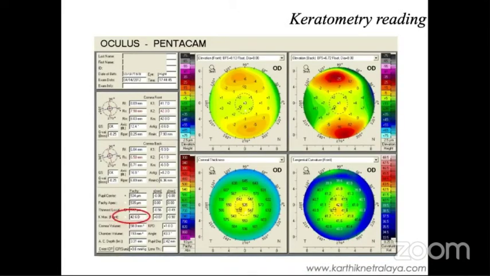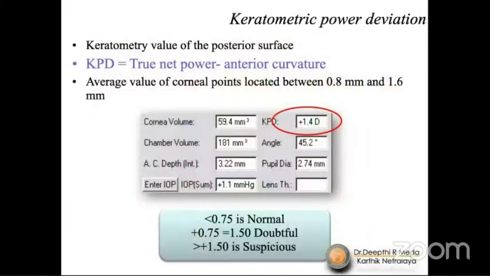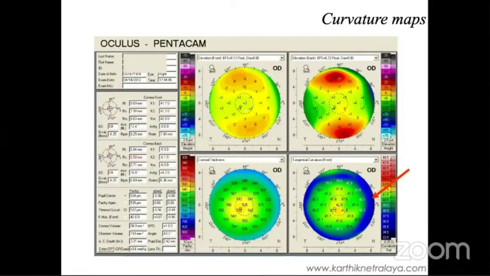So coming to your topographic, another important thing would be your K-max. This is a very important parameter, especially when you're trying to look at progression of keratoconus. Now KPT again is an interesting parameter which the Pentacam provides, which is the keratometric value of your posterior surface. So anything more than 1.5 is suspicious of a corneal ectasia.